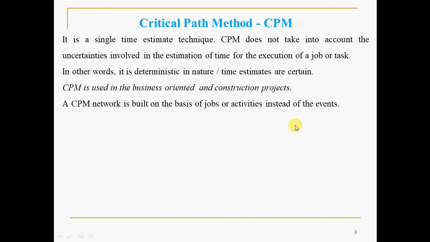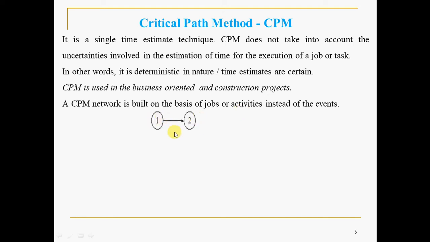So already you know the difference between event and activity. Event is the one which represents commencement or ending of an activity, whereas activity or job is a task which consumes some kind of resource. CPM is an activity based network.